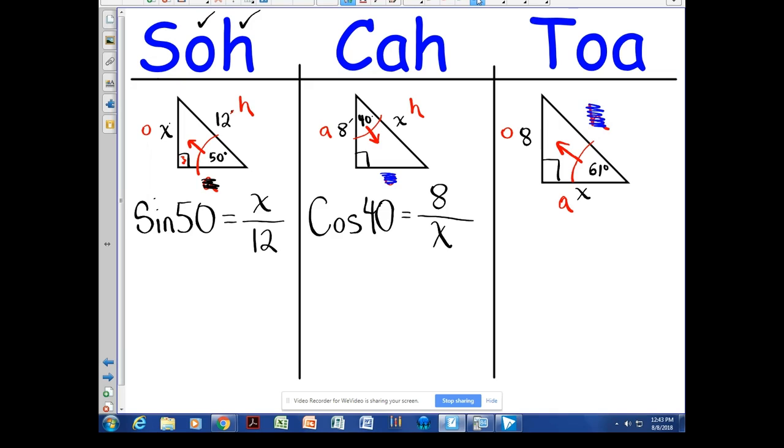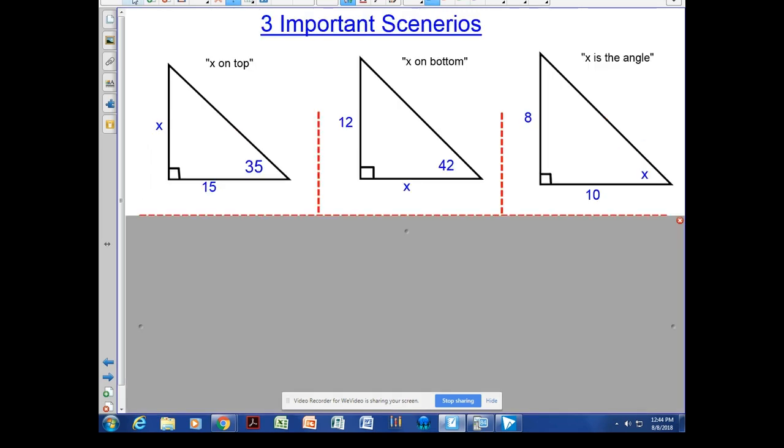Well, out of SOH, CAH, TOA, only TOA has an O and an A. And that TOA stands for tangent. So I'm going to write the tan 61 degrees is equal to a fraction. The O comes first, so that goes on top. And the A comes next. That happens to be my x, so I'll put that one on the bottom. And that is how you set up a right triangle trigonometry problem. Let's continue to the next page.